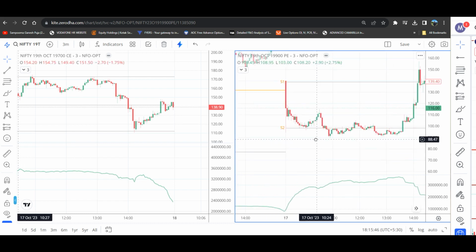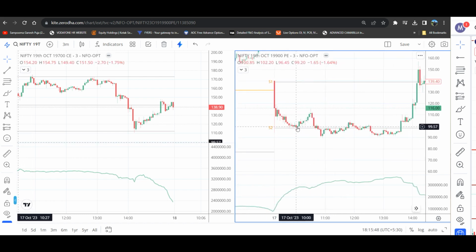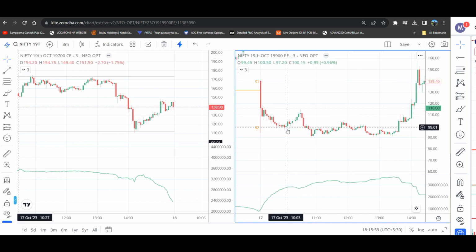If you look at this particular place, ideally your entry was around 99, and your target ideally would have been 138. However, if you look at it, when you have taken the entry at 99, the stop loss was hardly 2 to 3 points just below that particular place, right?